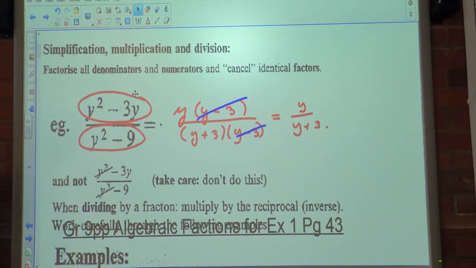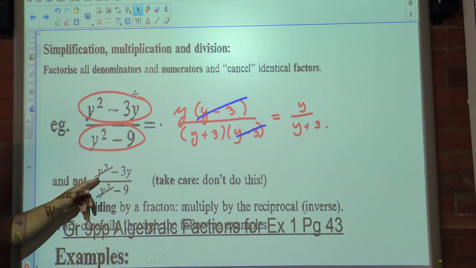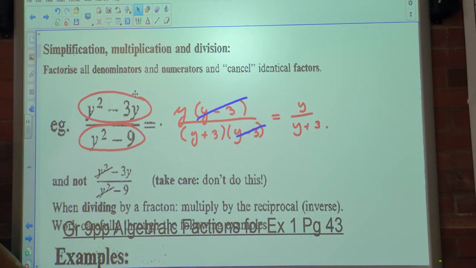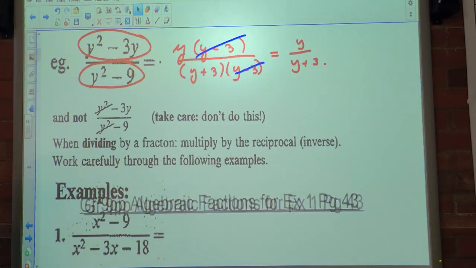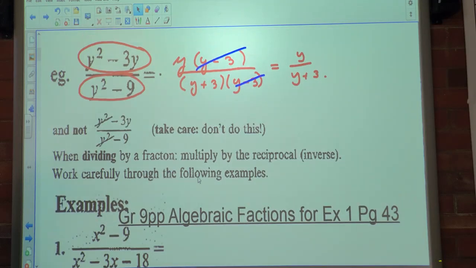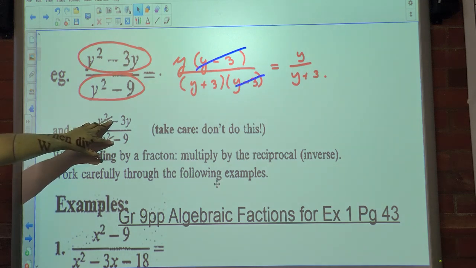We're also told y squared minus 3y over y squared minus 9. People, this will never cancel. Why? Take care, do not do this. When dividing by fractions, multiply by the reciprocal, which is the inverse. Work carefully through the following examples. Remember, why can this not cancel? Because there is a minus between them.